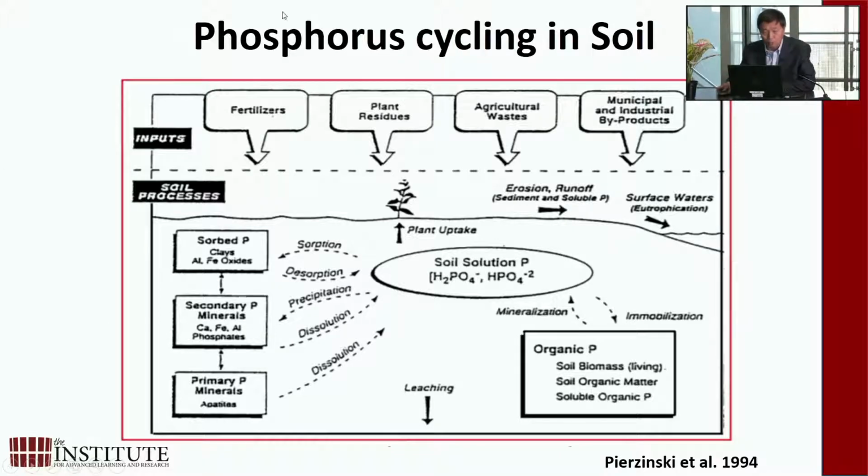This figure shows you how phosphate cycles in soil. Here's the input: farmers apply fertilizer, plant residue, and other stuff. Some becomes insoluble, fixed by calcium, ferric, and aluminum. Plants can use only about 20 to 30% of this fertilizer. The rest will run off and contaminate water. This is also called eutrophication.